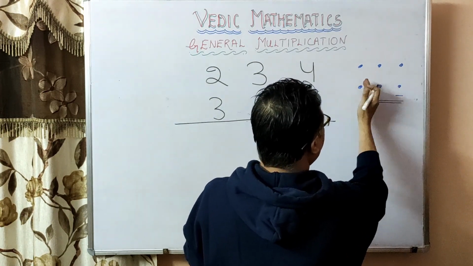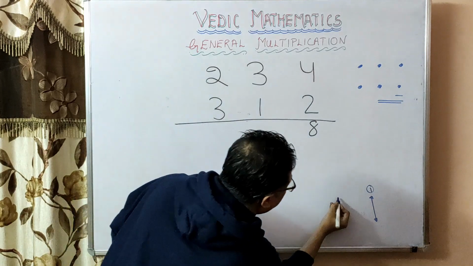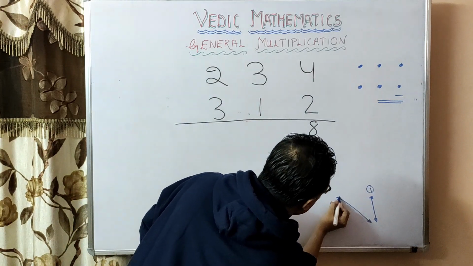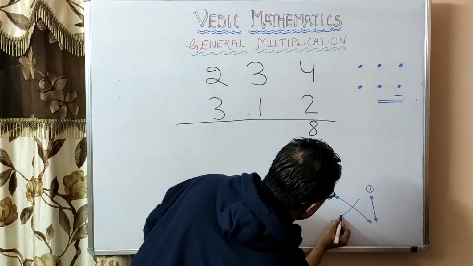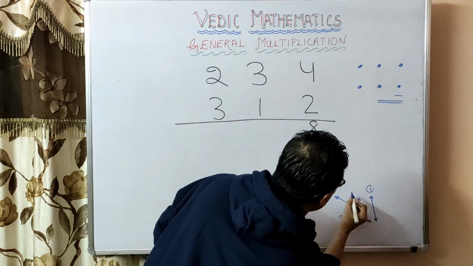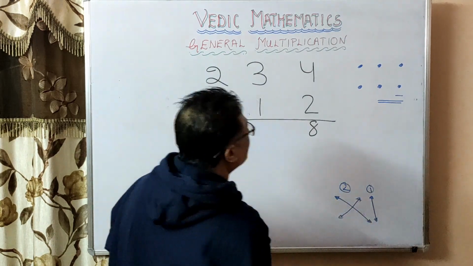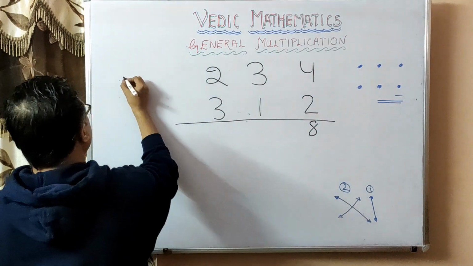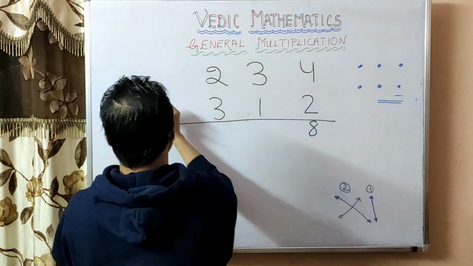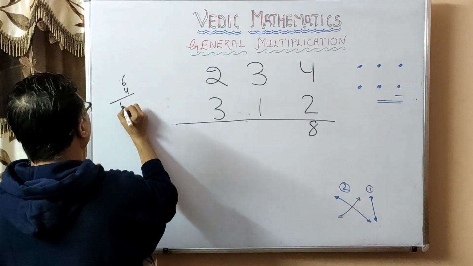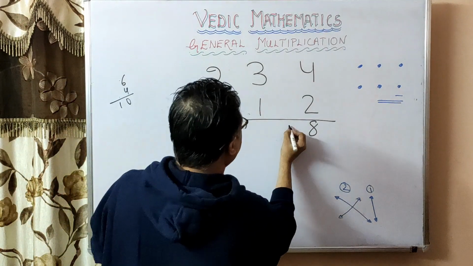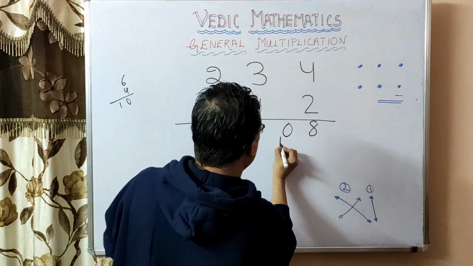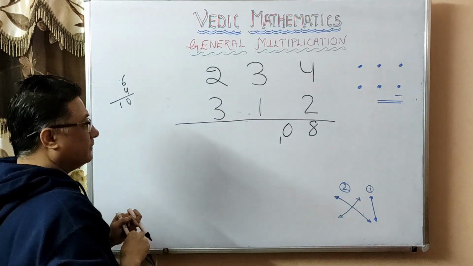Now for step 2, move and expand. This will be the path for step 2. So 3 2s are 6, 4 1s are 4, 6 and 4 is 10. So I will write 0 and I will write 1 for carrying forward.